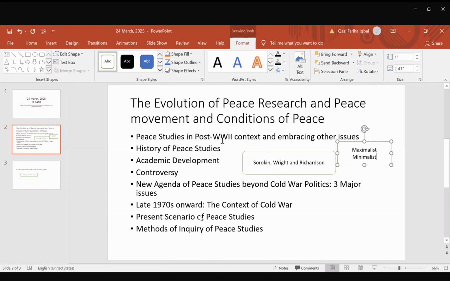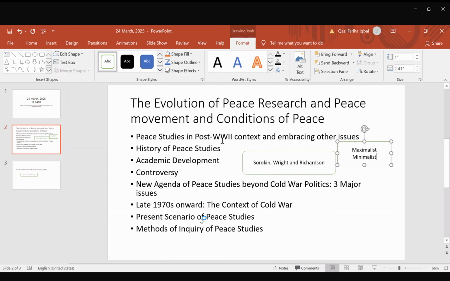Number 1: peace studies is focused on studying the underlying causes or root causes of violence. Root causes of violence.